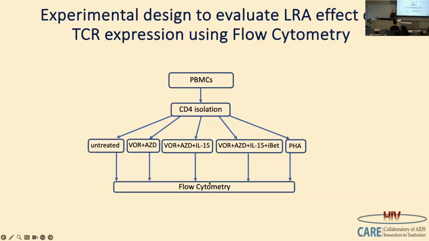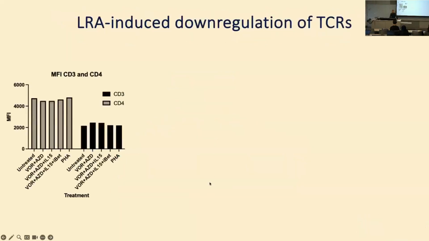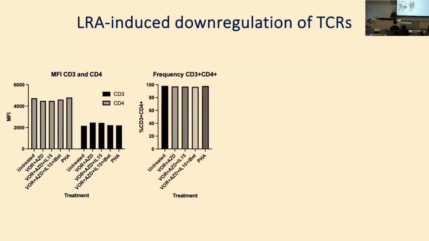And we used flow cytometry to see what happens to the cell. So here, I'm looking at mean fluorescence intensity. We're just looking at expression of cell surface receptors. Every CD4 cell expresses CD3 and CD4. And you see, no matter which treatment we use, we still see CD3 and we still see CD4. And they're the same, meaning that no matter which treatment we use, the cells were happy and healthy.